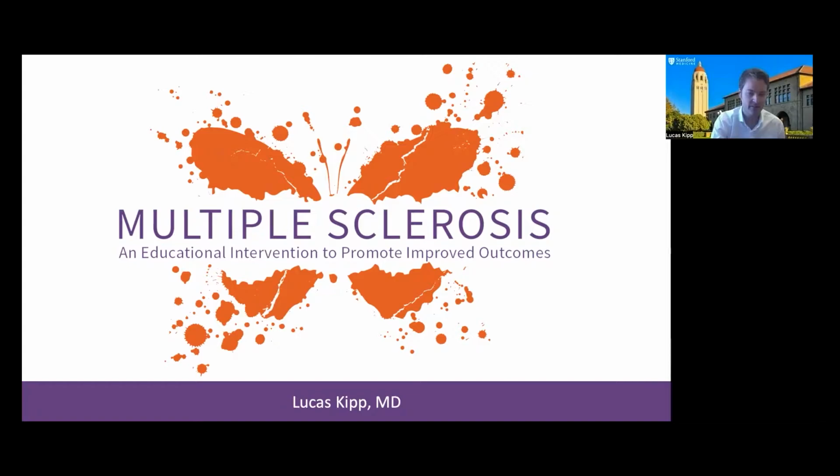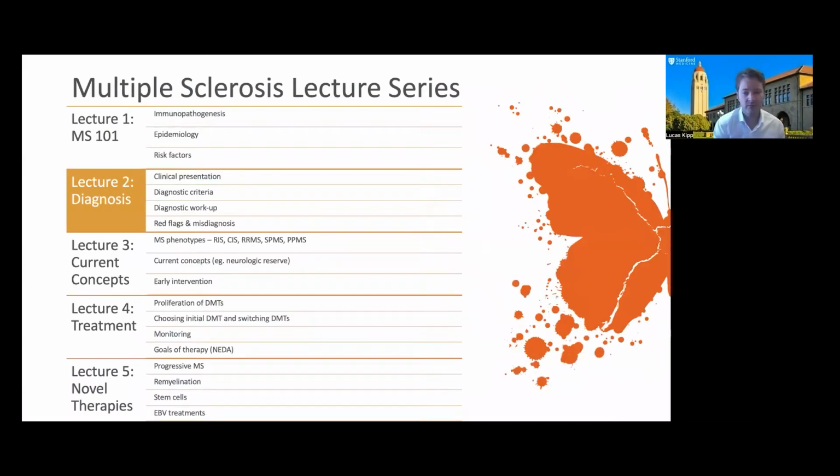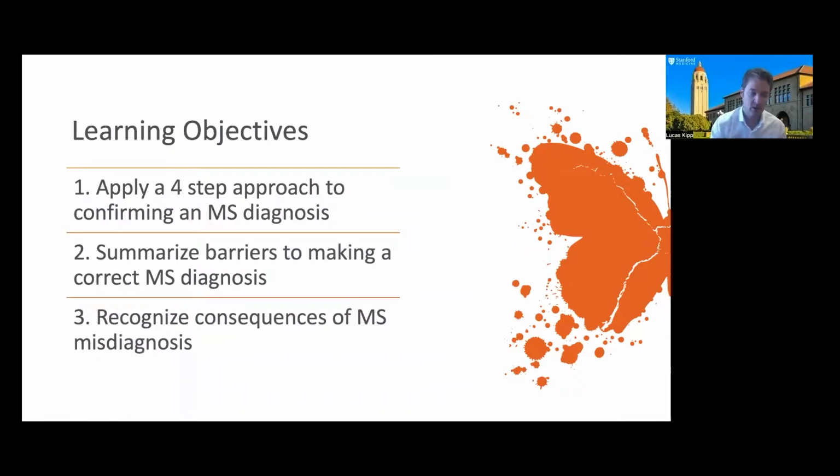In our first lecture, we discussed the immunopathogenesis, epidemiology, and risk factors in MS. And today we're going to be exploring the clinical presentation and diagnosis of MS, starting with some clinical cases. What I'm hoping you'll get out of today's lecture is applying a four-step approach to confirming an MS diagnosis, and really being aware of the red flags as well as the consequences involved in MS misdiagnosis.